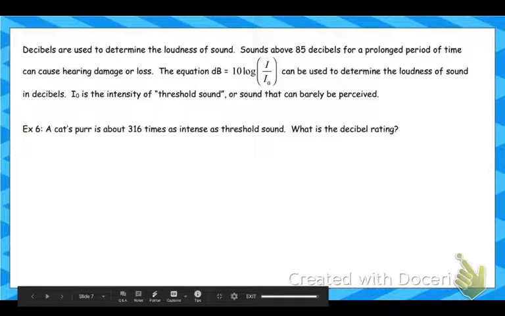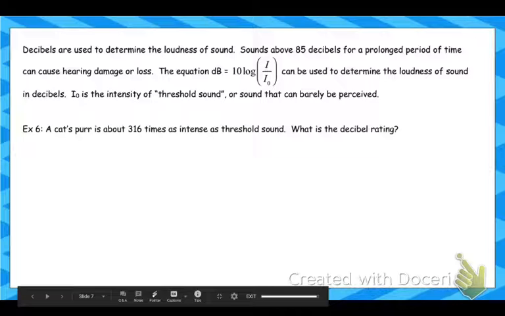All right, looking at our next one. So decibels, that's another thing. Determining decibels is also log-based. Anything that's above 85 can cause some hearing loss. It says that the decibel level is 10 times the log of I over I naught. That I naught at the bottom is threshold sound. So it's really that ratio there.